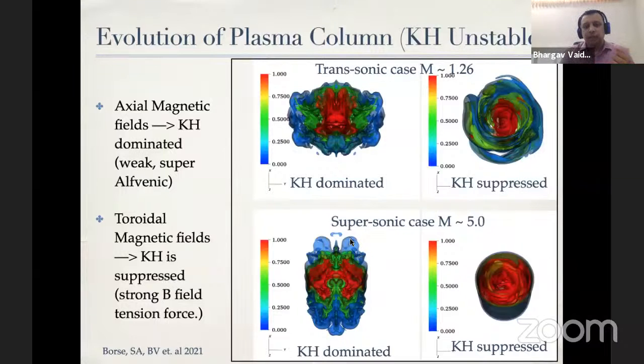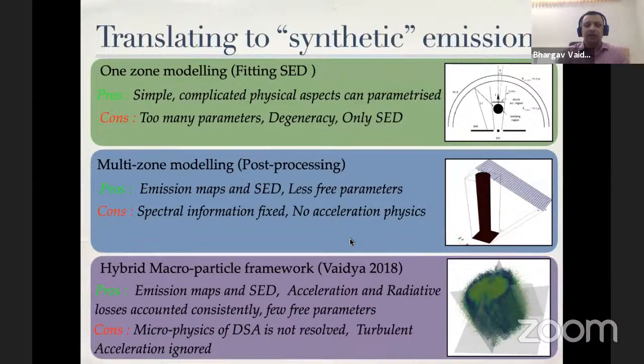So the important point now is: if we have these kinds of structures, how do we go about understanding the emission mechanism in them? For this purpose, we don't do multi-zone processing, but we take a slightly better approach, which is a hybrid macro-particle approach that we have developed for the PLUTO code.